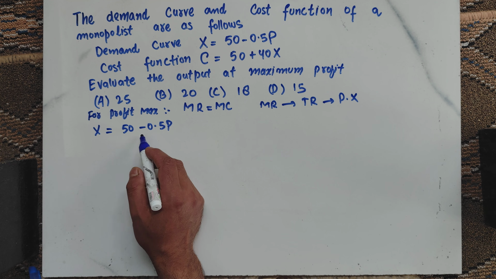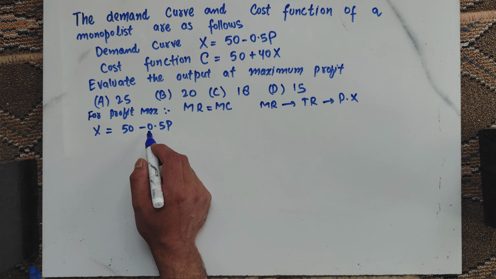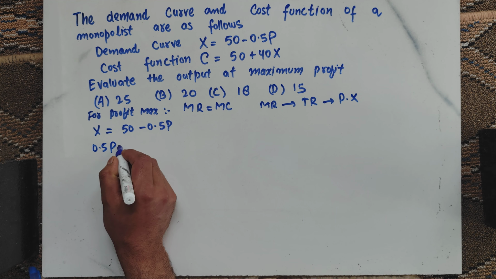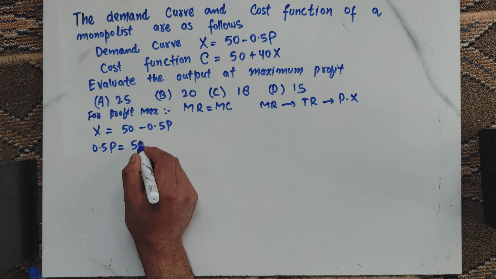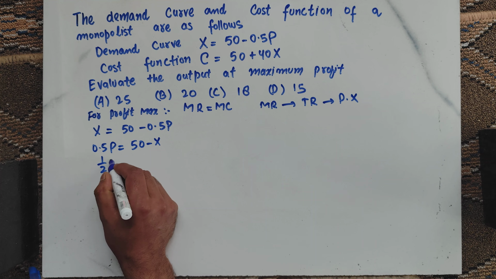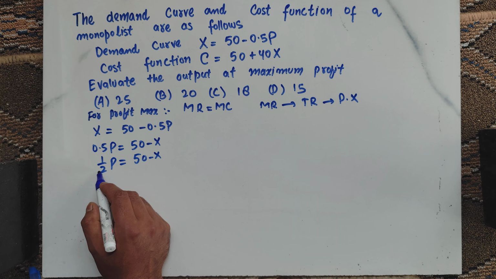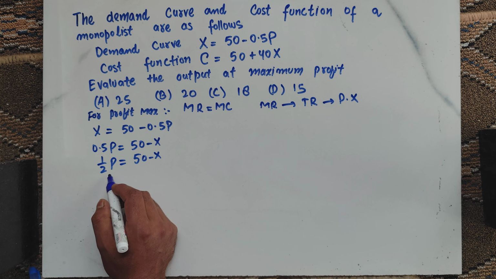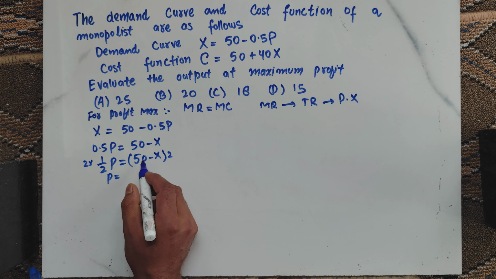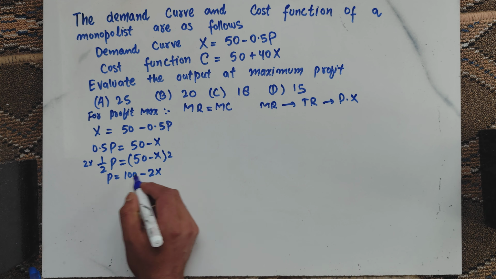For that, what will we do? We transpose this term, so negative 0.5p will become positive 0.5p, and transpose x, so we get 0.5p equals 50 minus x. Now 0.5 is 1 upon 2, so we multiply both sides by 2, and p will be equal to 50 into 2, which is 100, minus 2x. This is our inverse demand function.